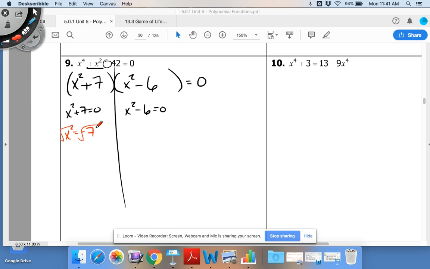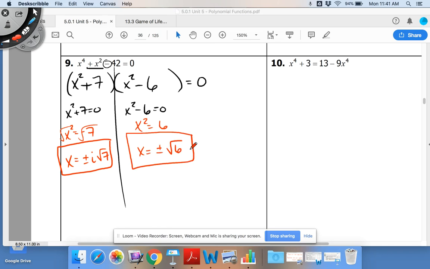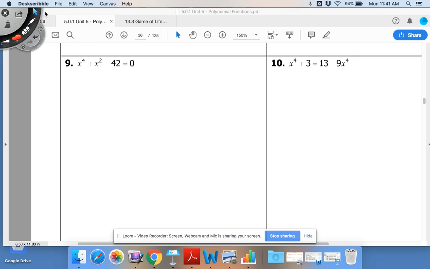And I'm going to square root both sides. So it would give me x is plus or minus i square root of 7 because it cannot be broken down anymore. This one I'm going to move the 6 over. So when I square root that, I would get plus or minus square root of 6 because 6 can't be broken down anymore either. So we're going to look at another example of a trinomial.